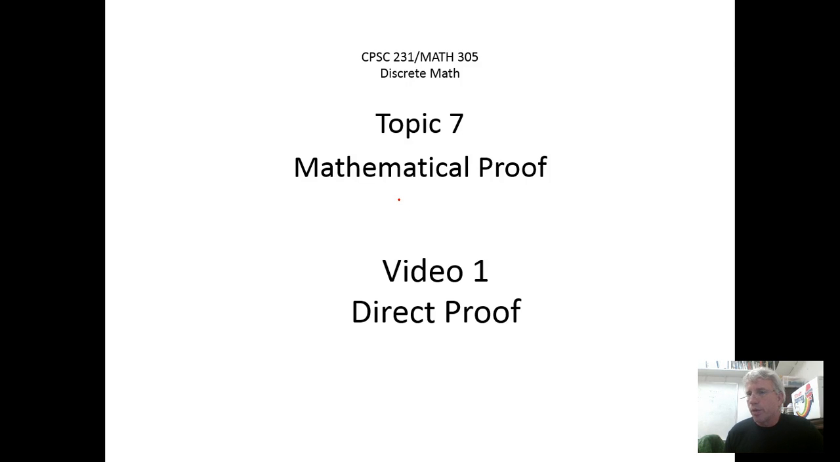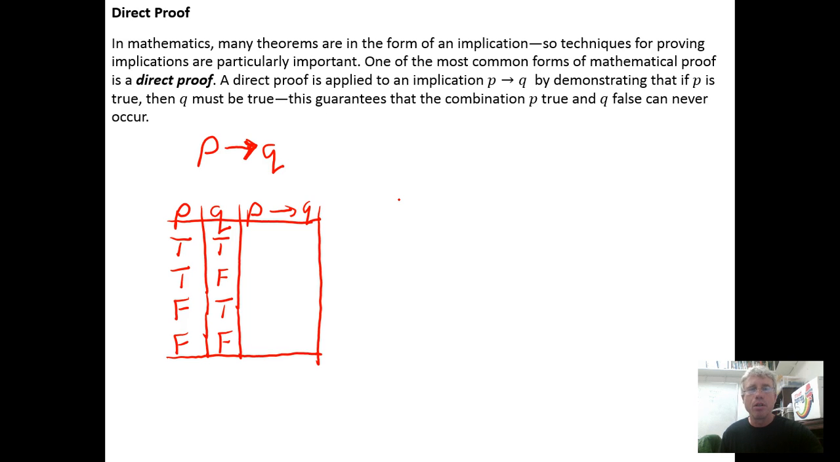So in this video we're going to review direct proof and how you do a mathematical proof, if you want to do a direct proof. So remember, at the start of the term we looked at truth tables, and in particular we looked at the truth table for the implication P implies Q.